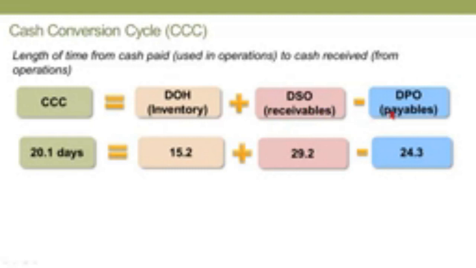And then the company has as a source of cash, it can extend the length of time from when it receives invoices to paying its own vendors. So it's a subtraction there because that's a source of cash. So days on hand inventory plus days sales outstanding minus days payable outstanding gives us cash conversion cycle. The length of the time from cash is paid into the operation and used to make the operation from when it's ultimately received. Here's an example of that from the previous video.